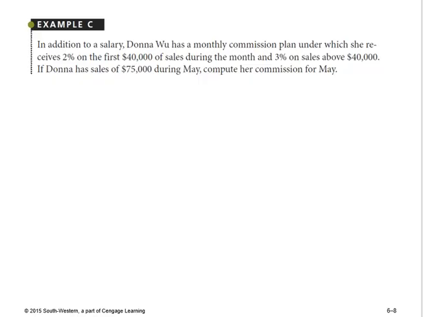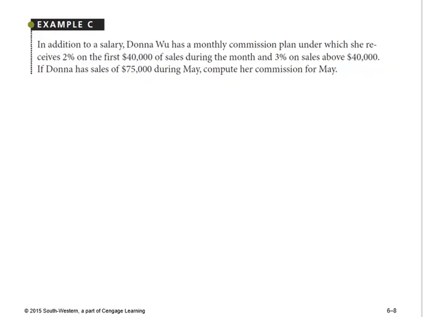Let's read this example. In addition to a salary, Donna has a monthly commission plan where she receives 2% on the first $40,000 of sales during the month and 3% on sales above $40,000. If she has sales of $75,000 during May, let's compute her total commission.